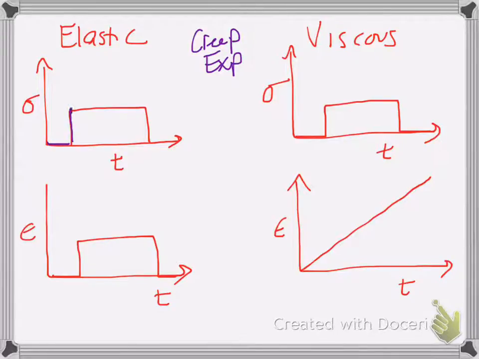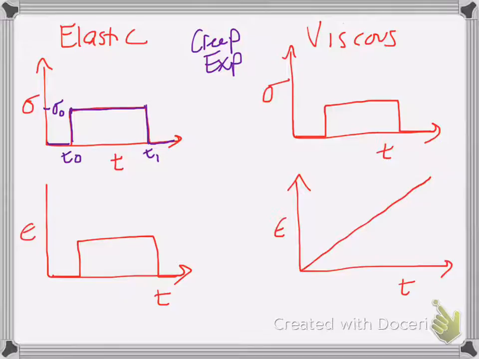to a certain level, say sigma naught. We keep it at that stress level until a certain time. This is time t0 and this is time t1. We drop it back to our 0 stress.